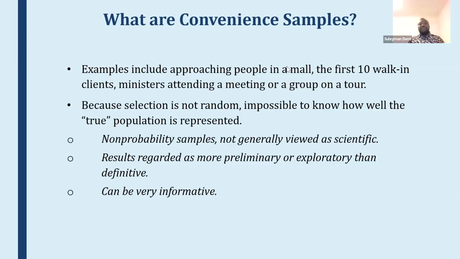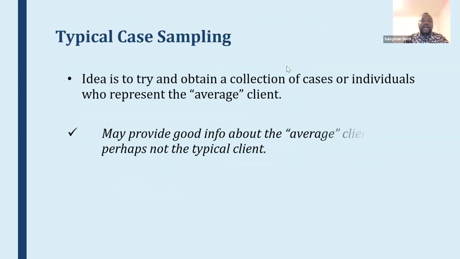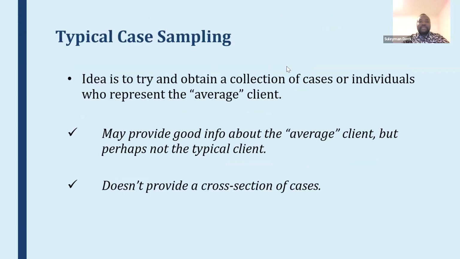Non-probability sampling is not generally viewed as scientific. The article mentioned that results are regarded as preliminary or exploratory rather than definitive, and can be very informative. So these are some of the characteristics of non-probability sampling. Now let's look at some of the types of non-probability sampling. The first we have is typical case.